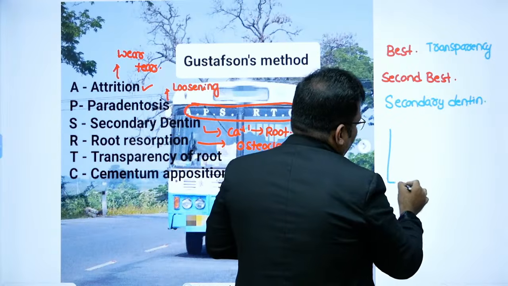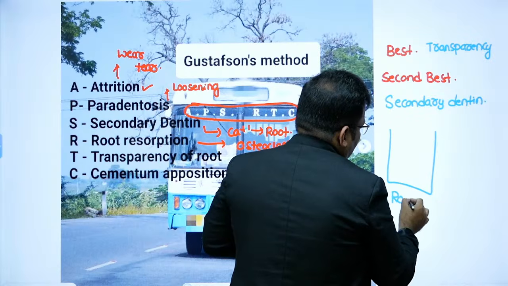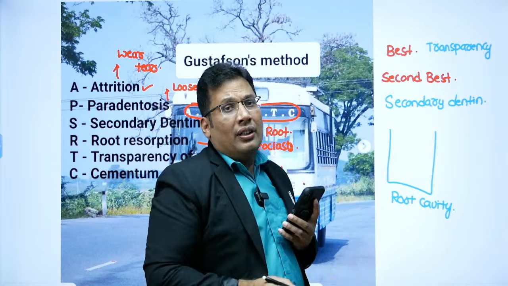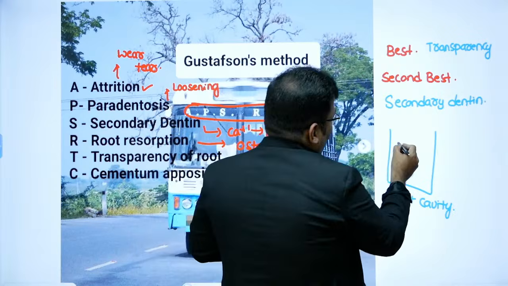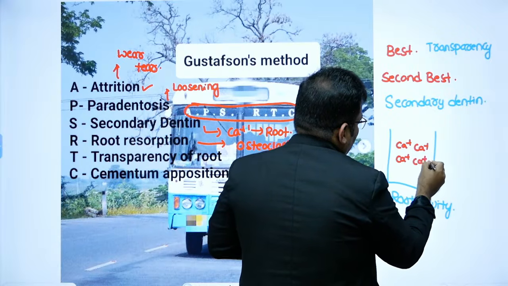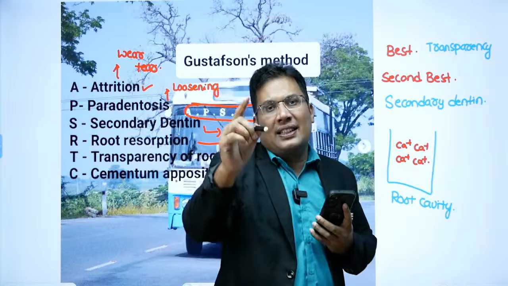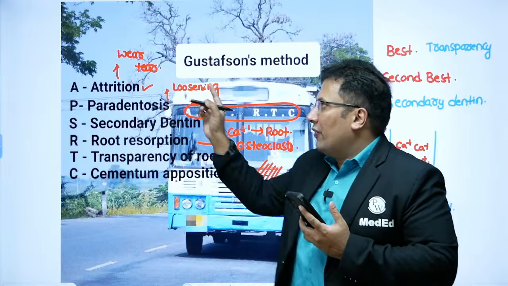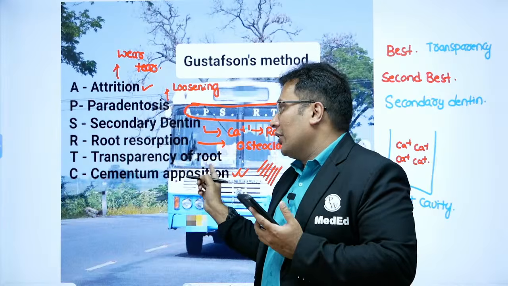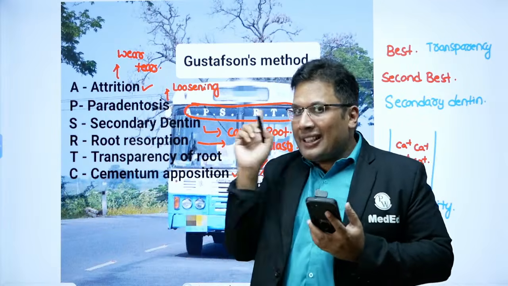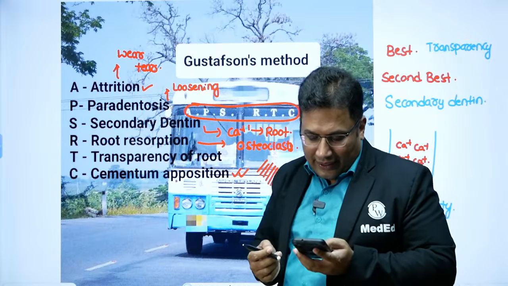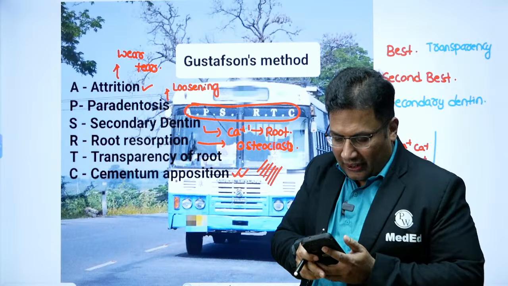For example, this is a root cavity. So what happens as age advances? There will be deposition of calcium. Okay, APSRTC is the mnemonic. A for attrition, P for parodontosis, S for secondary dentin, R for root resorption, T for transparency of root, C for cementum apposition. The best criteria, transparency. Second best criteria, secondary dentin. Is it clear, guys?